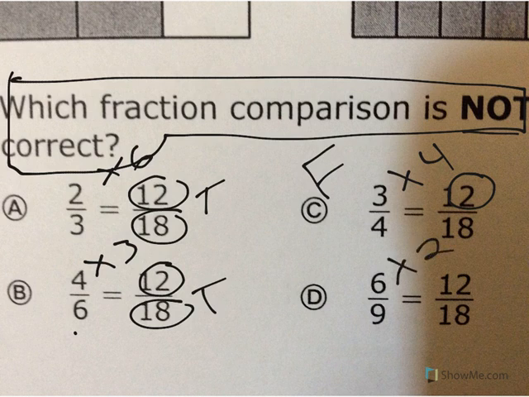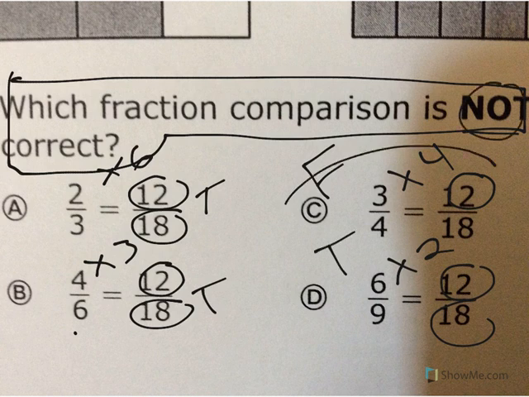Okay, on the last one, it looks like they're probably multiplying the numerator and denominator by 2. So 6 times 2 is 12, and 9 times 2 is 18. So that's a true statement too. So that means the one that is not a good comparison would be answer choice C.